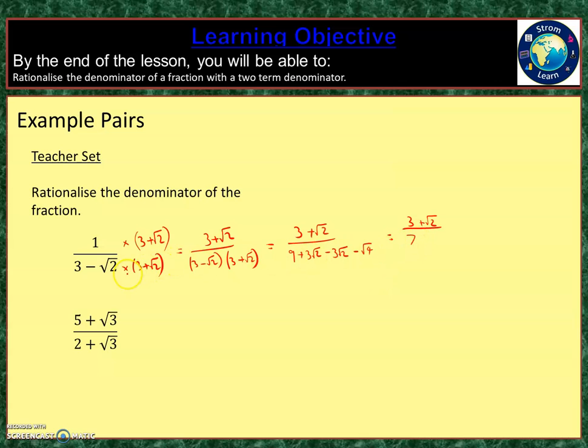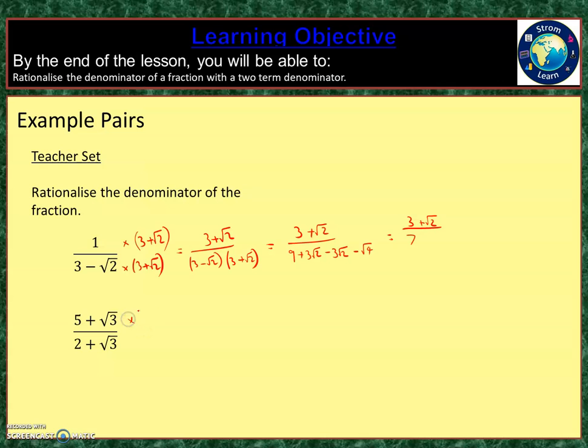So by multiplying here by 3 plus root 2, what I guarantee with the 4 terms that I've got here is that 2 of them are going to cancel out because they're going to have the same values, but one will be positive and one will be negative. And the final term is always the square of the second term, which means it's going to simplify to be an integer. So there we go, I have rationalised the denominator of this fraction. There is no further simplification that will go on with this fraction, so I am done.